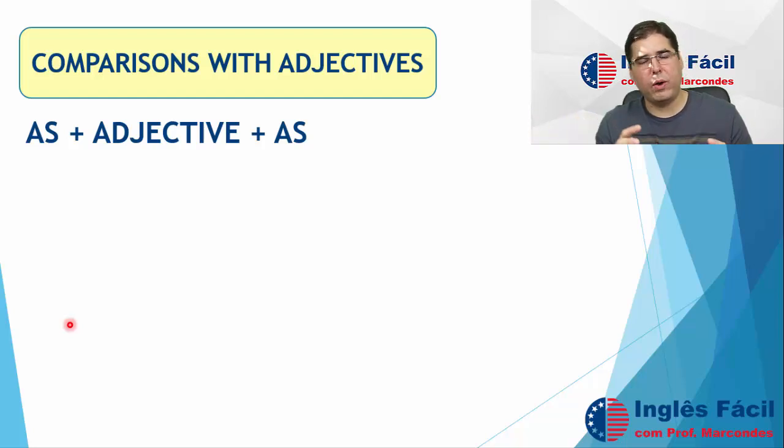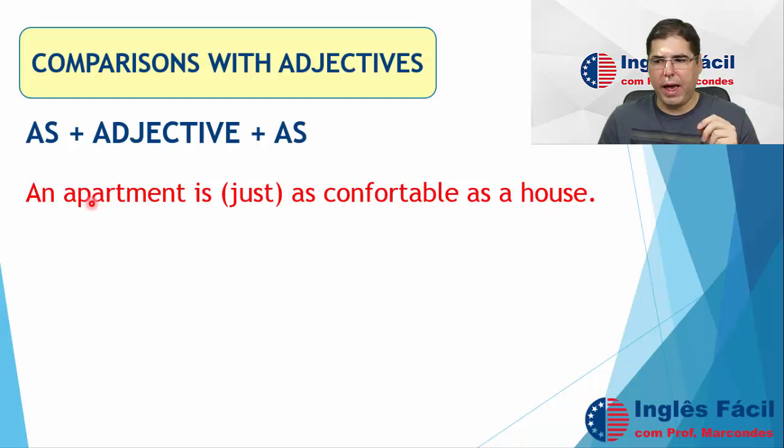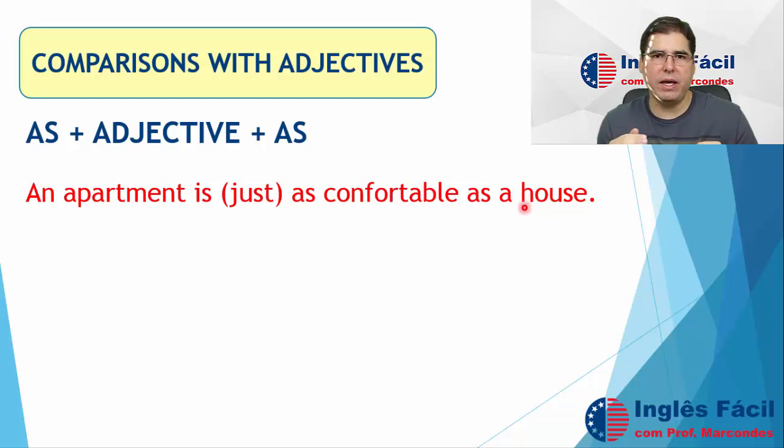But now, when we have a comparison, we are going to compare two things, two places, for example. Let's see here how to use as plus adjective plus as. Example: An apartment is just as comfortable as a house, or an apartment is as comfortable as a house. So what I mean here is that an apartment and a house are both very comfortable, okay? So they are equal, okay? So we can say this, one is as good as the other, as comfortable as the other, okay?